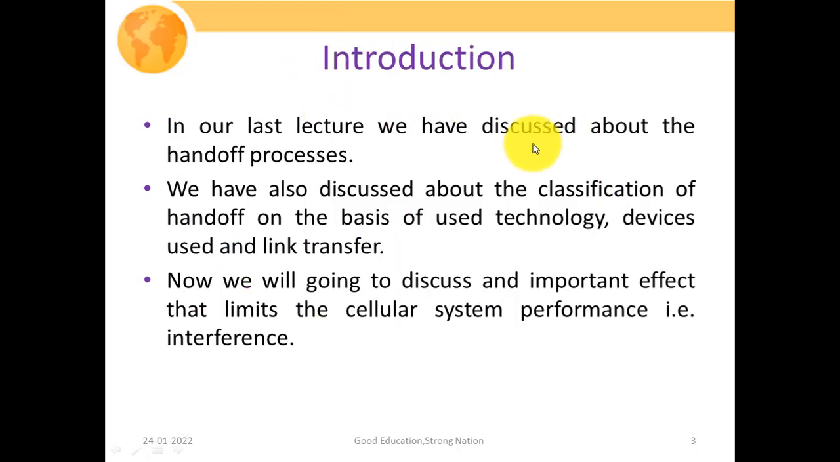So in our last lecture, we discussed the handoff process. We have also discussed the various taxonomy of handoff on the basis of three parameters: the technology used, such as CDMA or GSM; then the different devices used for the handoff process, that is, network control handoff or mobile assisted handoff; and also link transfer, that is, intra-system handoff and inter-system handoff. Now in this particular lecture, we are going to discuss another important effect that limits cellular system performance, and that effect is known as interference.